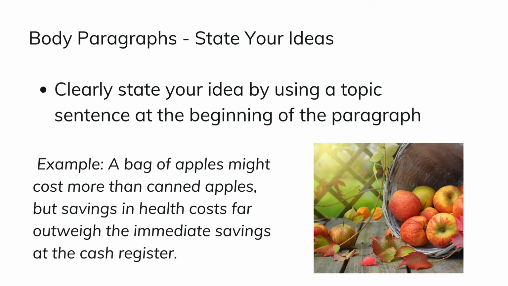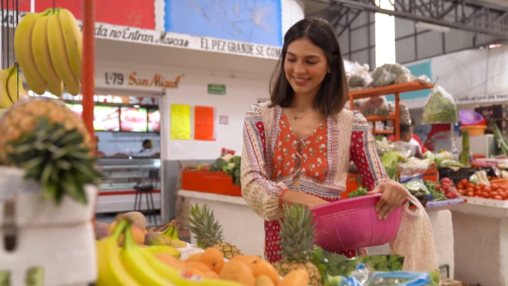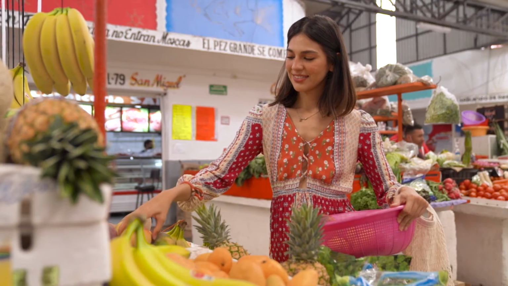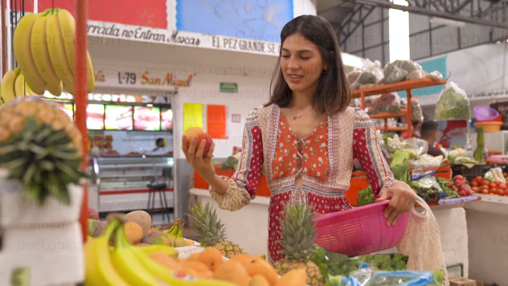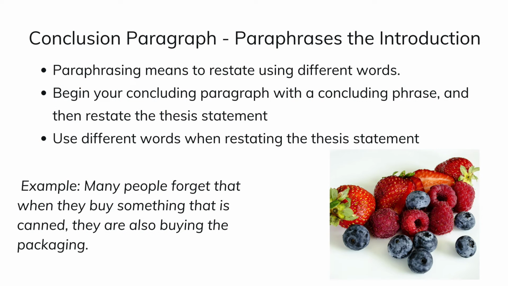With the point-by-point arrangement, take this sample body paragraph that focuses on costs. A bag of apples might cost more than canned apples, but savings in health costs far outweigh the immediate savings at the cash register. Besides, pound for pound, fresh food is tastier and often turns out to be cheaper than packaged foods. Here is a sample way to start your conclusion.